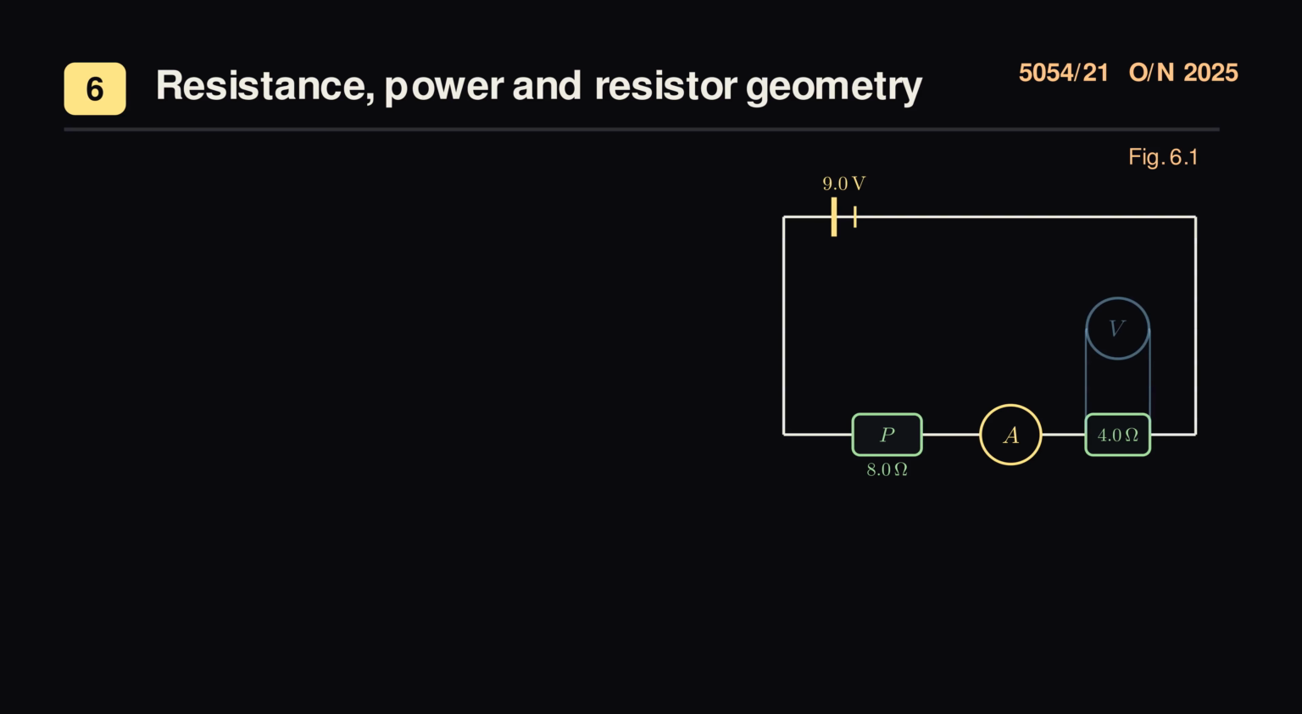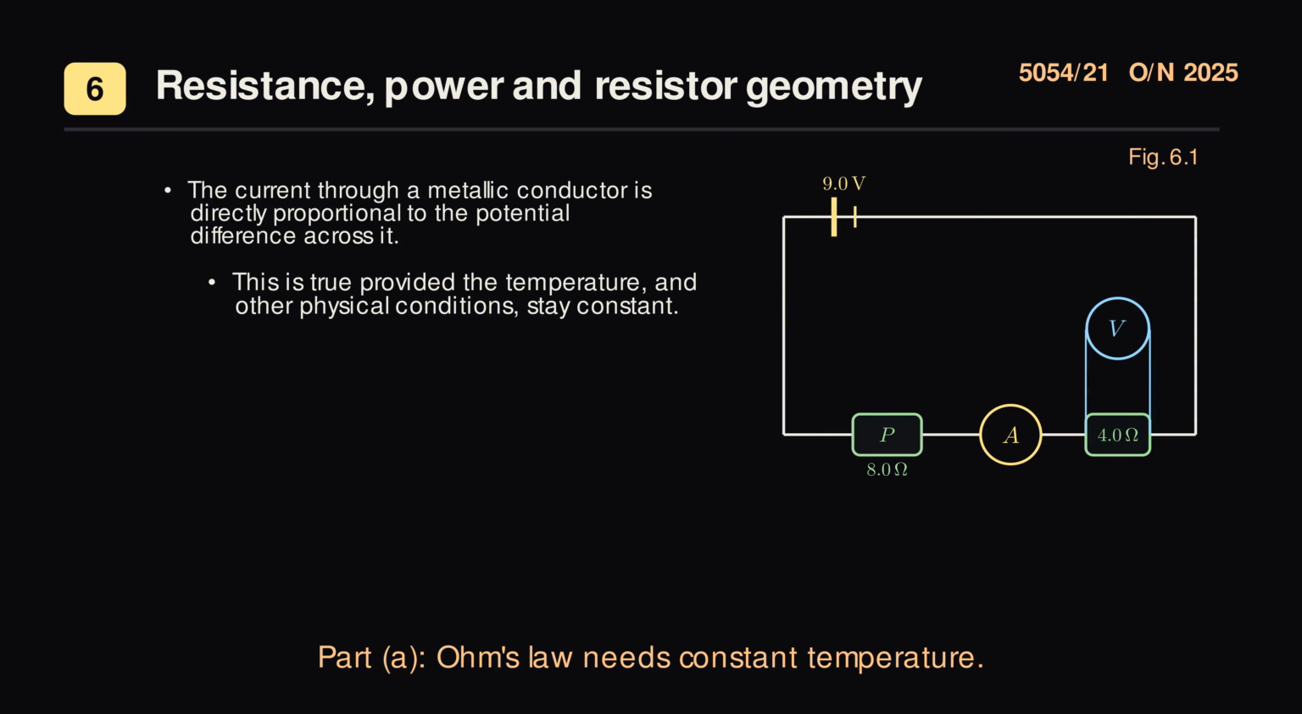Question 6. Fig 6.1 shows a 9-volt supply, resistor P, an ammeter in series, and a voltmeter across the 4-ohm resistor. Part A. For a metallic conductor at constant temperature, current is directly proportional to potential difference. Other physical conditions must stay constant.